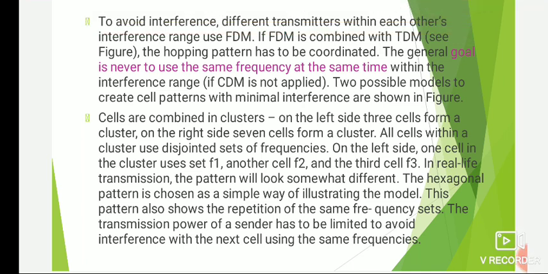On the left side, one cell in the cluster uses the set F1, another cell F2, and the third cell F3. In real-life transmission, the pattern will look somewhat different. The hexagonal pattern is chosen as a simple way of illustrating the model. This pattern also shows the repetition of the same frequency sets. The transmission power of the sender has to be limited to avoid interference with the next cell using the same frequencies.